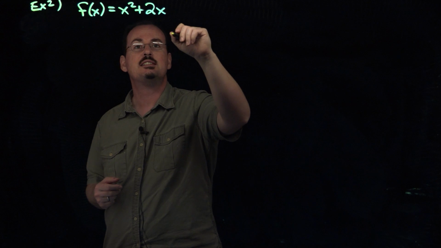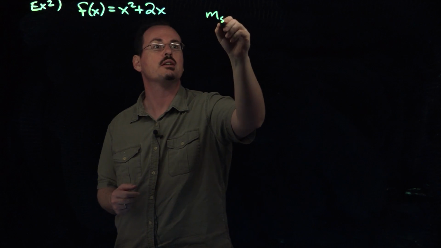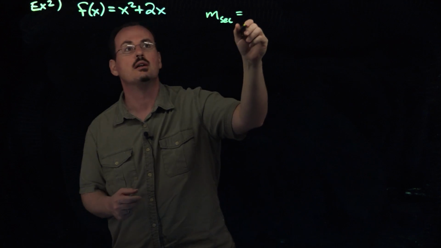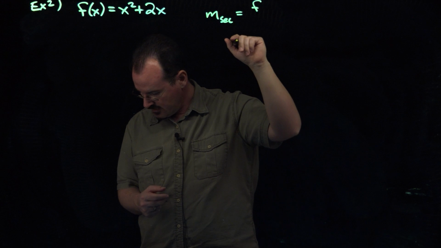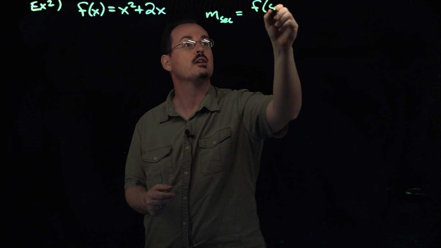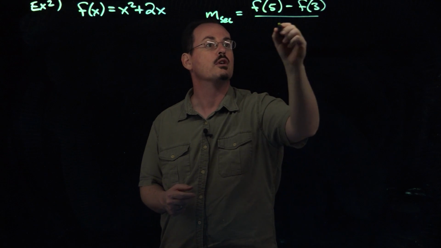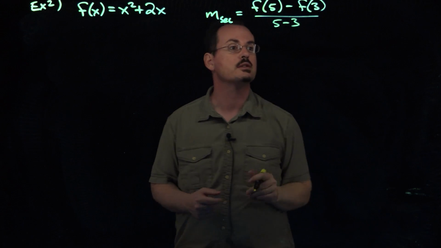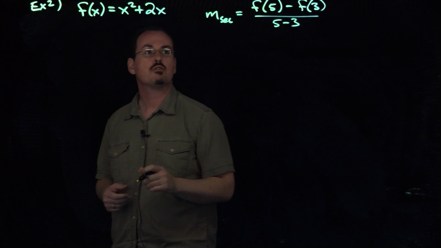So slope of the secant line, if we remember what that is, the secant line slope is defined to be f of b minus f of a over b minus a, where in this case b is going to be 5, so f of 5 minus f of 3 over 5 minus 3. So we need to find f of 5 and f of 3.